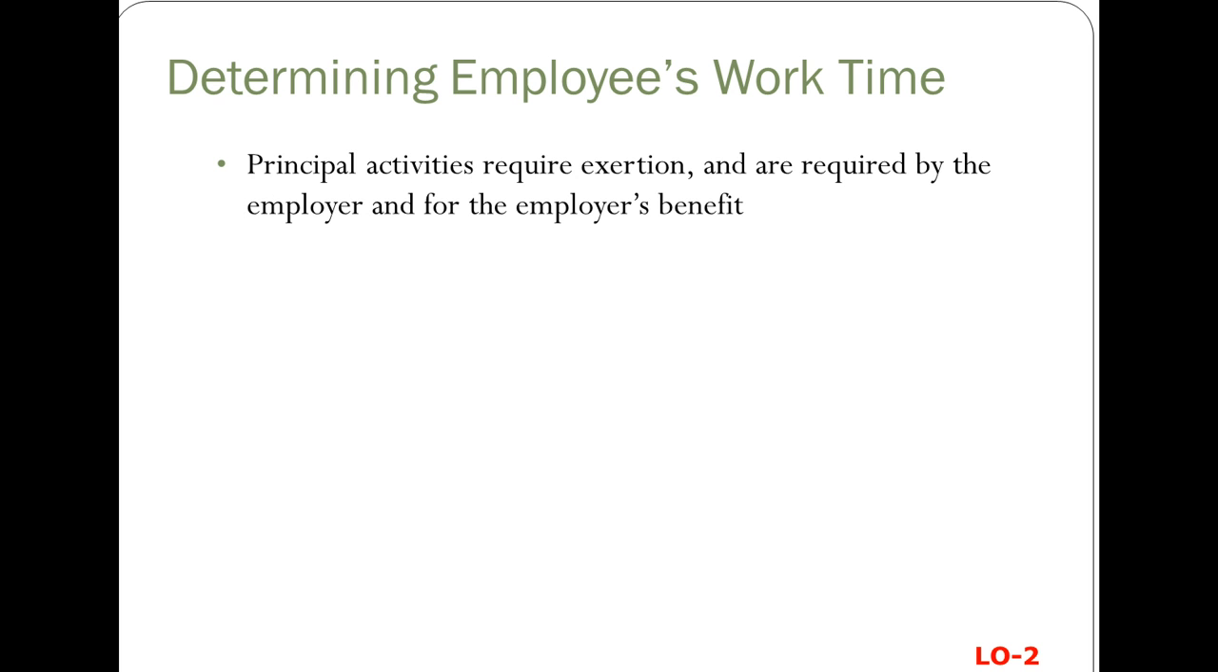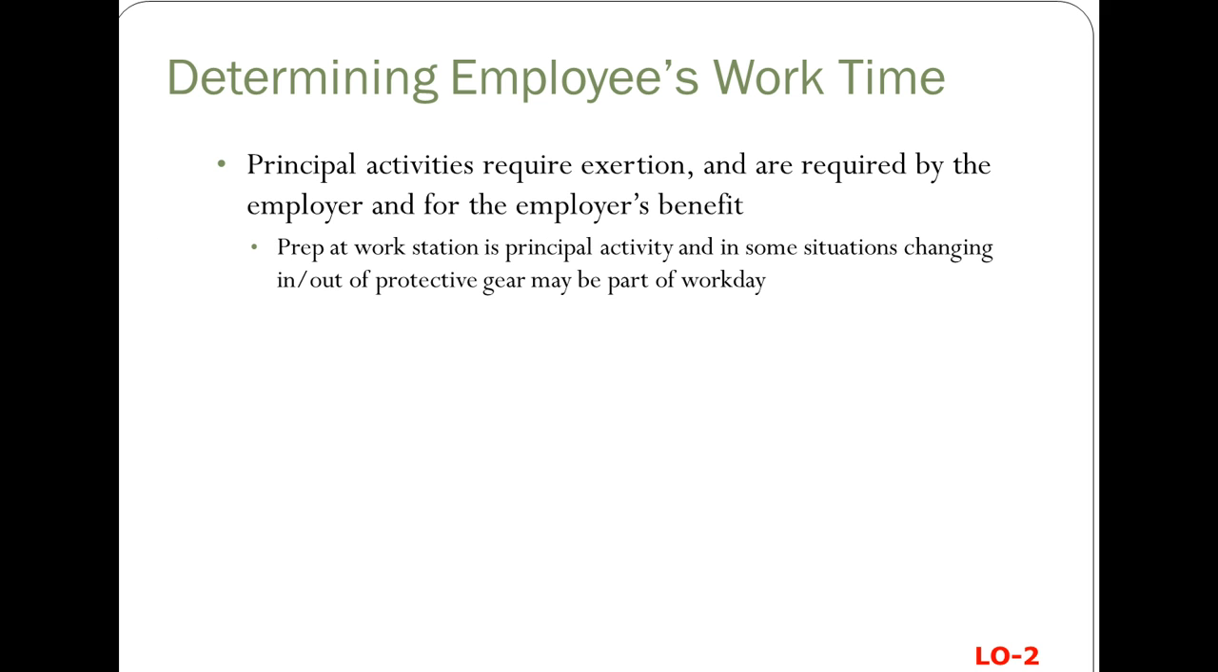This is Chapter 2, Learning Objective 2: Determining an employee's work time. Definition: principal activities that require exertion and are required by the employer and for the employer's benefit would be considered work time, and they would get paid for it. So, what would be some examples of these principal activities?